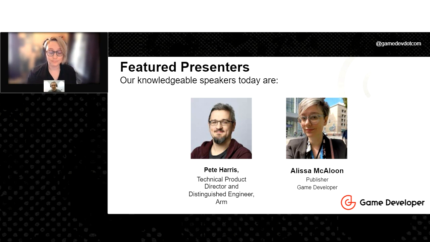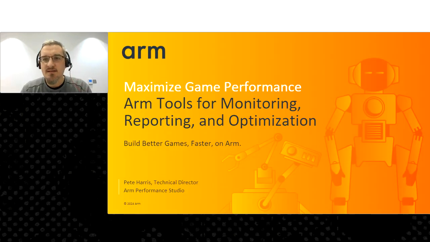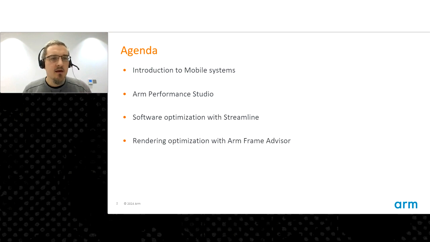Super, thank you very much. So, welcome to this talk on maximizing game performance. We'll look at ARM tools for monitoring, reporting, and optimization of software and graphics running on Android devices. In this talk, we're going to look at three sections. One is going to be a look at what a mobile system looks like, what makes that an interesting optimization target, what are the key things that you should be thinking about during optimization in terms of concepts and the kind of mindset that you want to take into it.